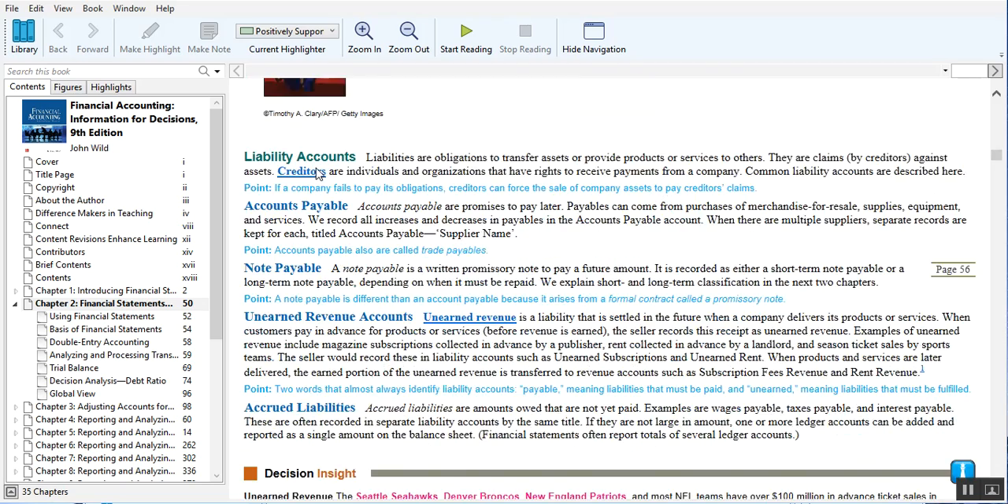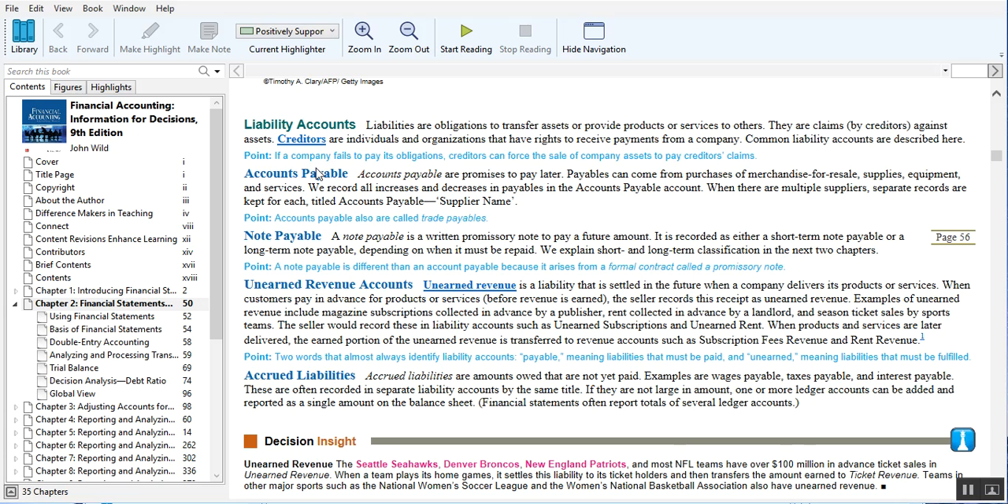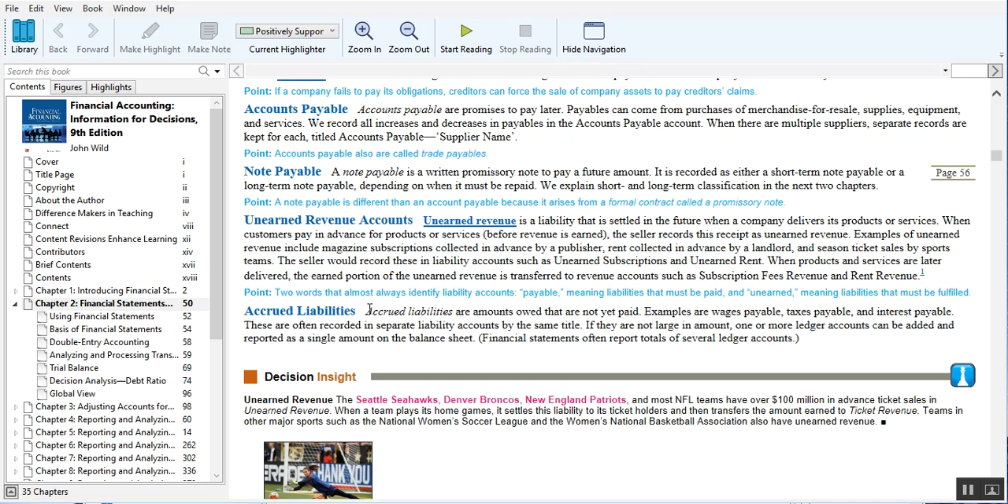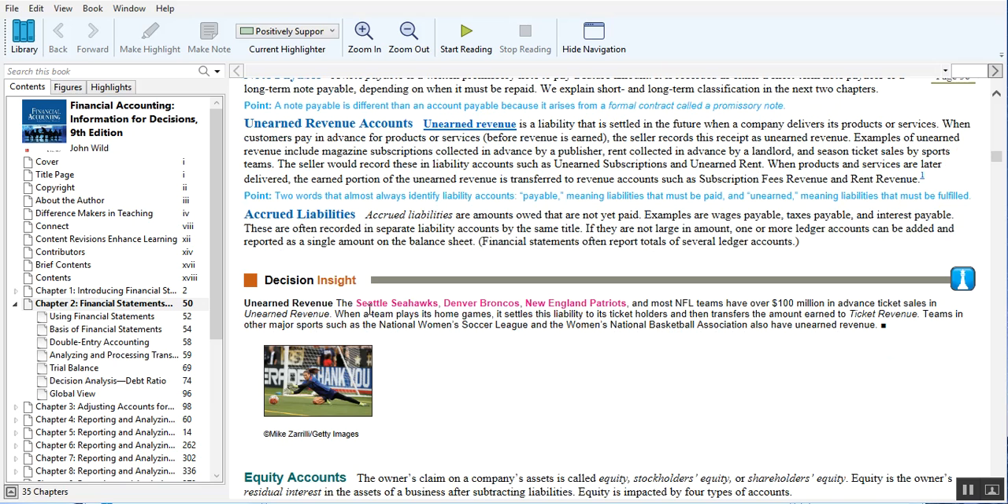Liability accounts are basically those things that we owe. Most of the time, we're going to be concerned with accounts payable, notes payable. Accounts payable are the normal day-to-day operations, and a notes payable would be something we would sign at a bank. Unearned revenue accounts are where we are going to identify revenue that we have not earned yet, but we've received. And then accrued liabilities are amounts that are owed but not yet paid.